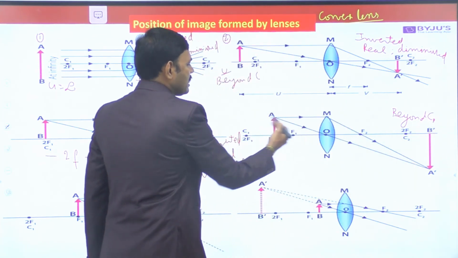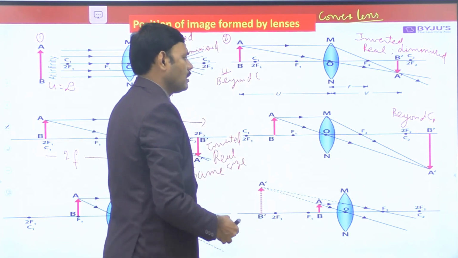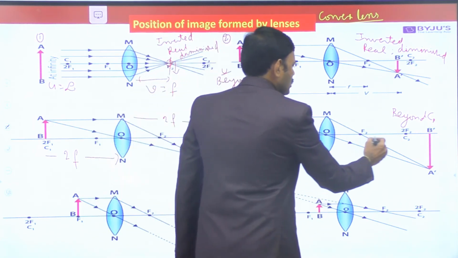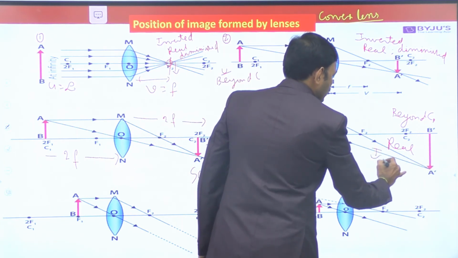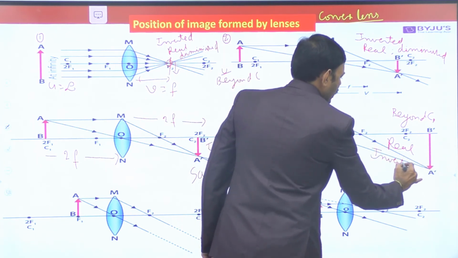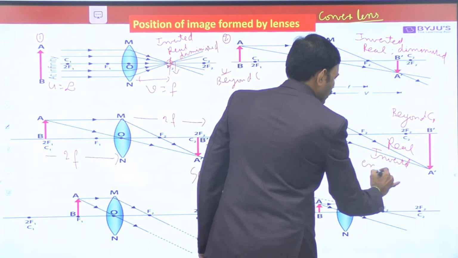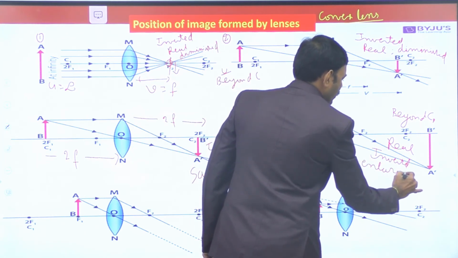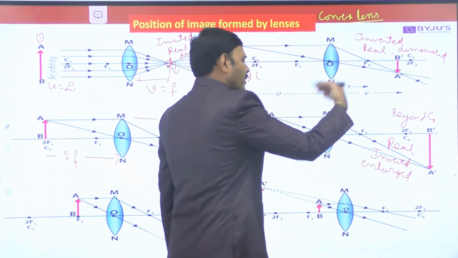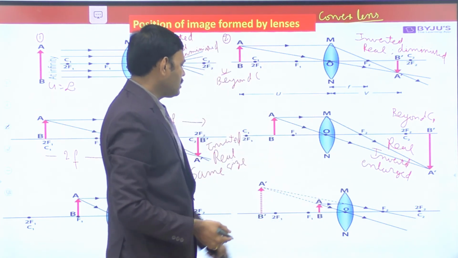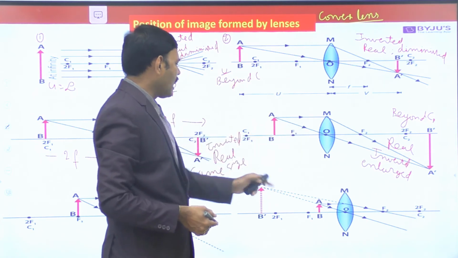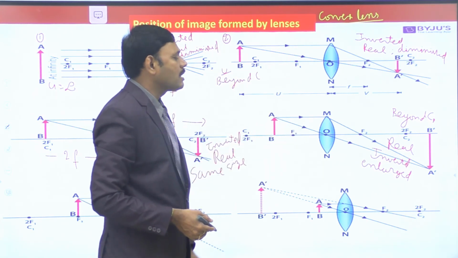Object is in between C and F. Image is beyond C. And clearly it is also a real image. We are observing a real image, a downward directed inverted image, as well as an enlarged image. So magnification is greater than 1, image size is greater than object size. To get a real magnified image, the object must be kept in between the focus and the center of curvature.